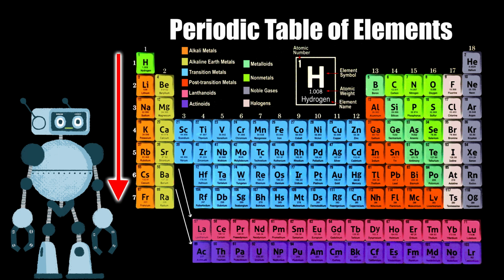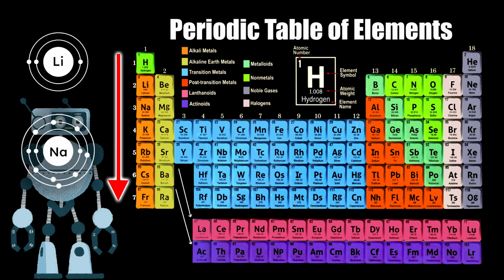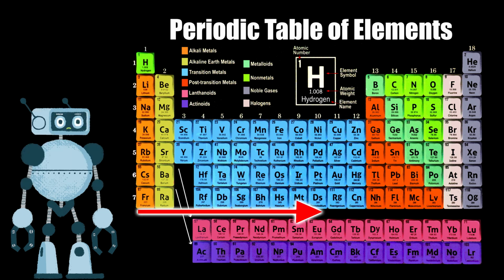Understanding reactivity. Reactivity tends to increase as you move down a group in metals and decrease for nonmetals. Identifying trends: atomic size. As you move down a group, atoms get larger because they have more electron shells. Across a period, atoms get smaller as the increasing number of protons pulls the electrons closer.